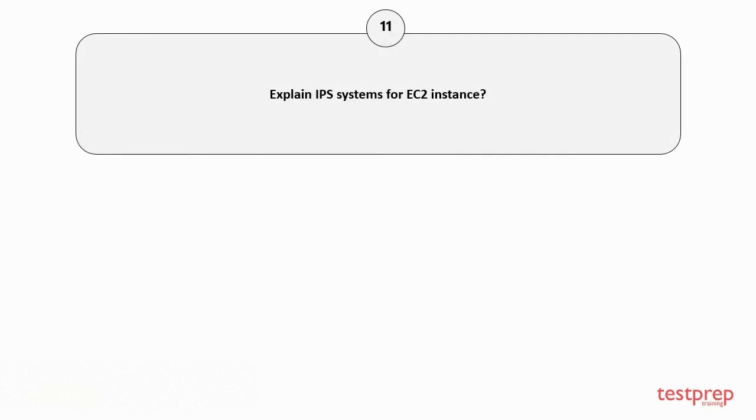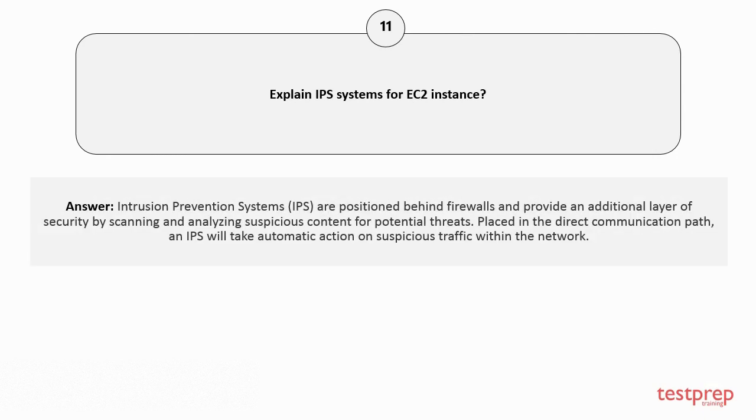Number 11. Explain IPS systems for EC2 instance. Your answer is: intrusion prevention systems are positioned behind firewalls, and provide an additional layer of security by scanning and analyzing suspicious content for potential threats. Placed in the direct communication path, an IPS will take automatic action on suspicious traffic within the network.